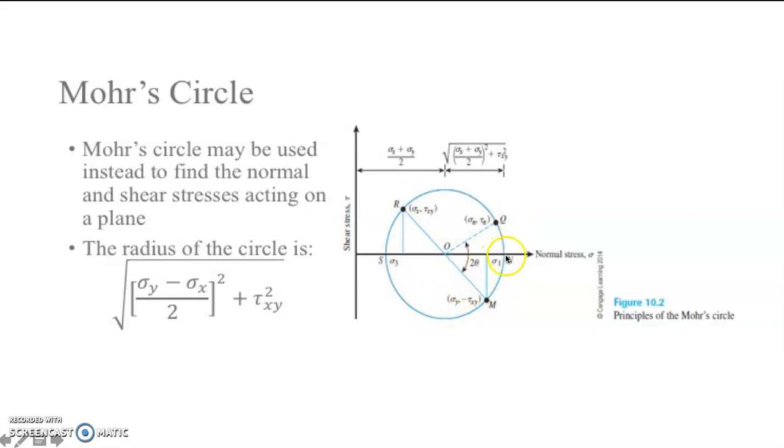You try to connect the points of sigma sub 1 and sigma sub 3 using a protractor. So you can draw your Mohr circle. The Mohr circle may be used instead to find the normal and shear stresses acting on a plane. For this, the radius of the circle is given by this expression: the square root of sigma sub y minus sigma sub x all over 2, raised to the second, plus tau sub xy squared. So this is the radius, once you have the values for stresses along x and y direction.